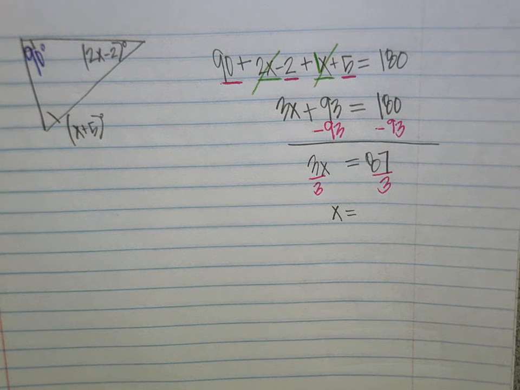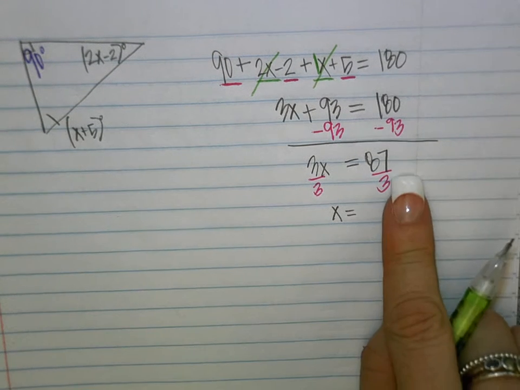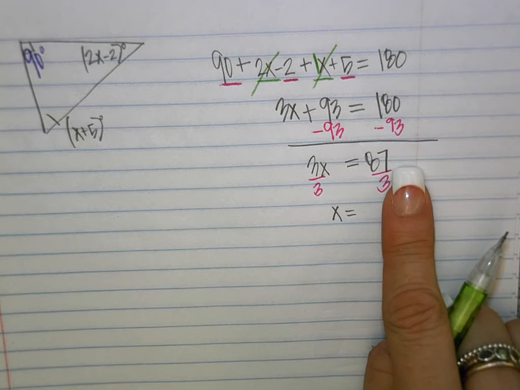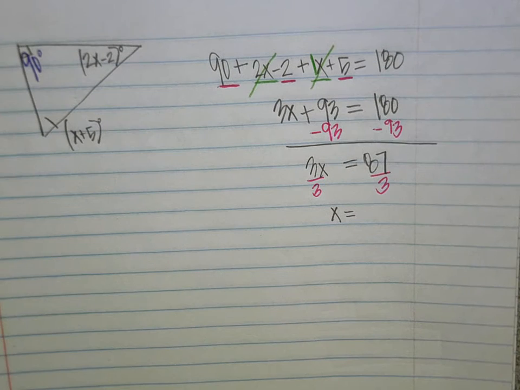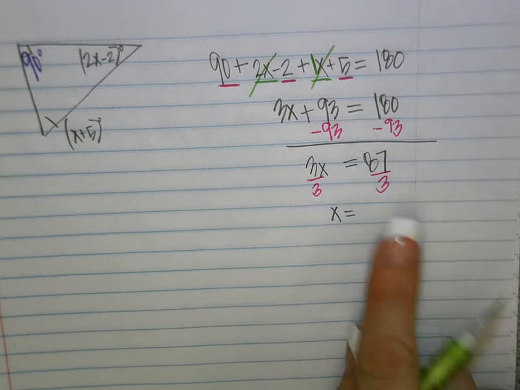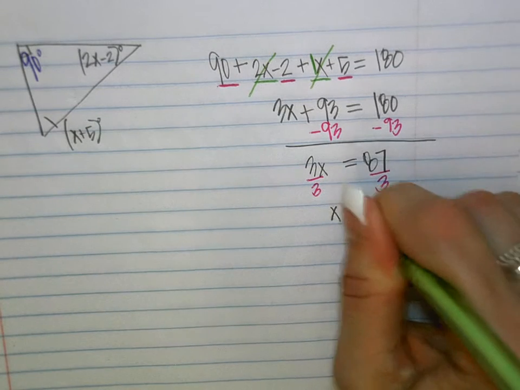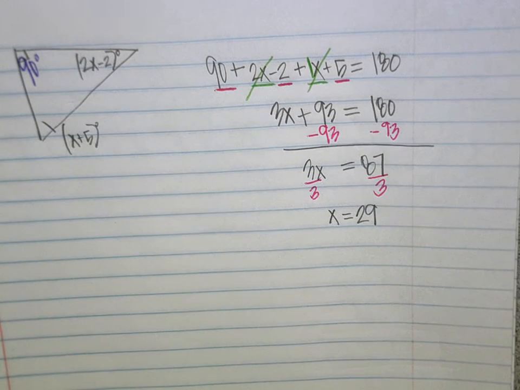You do it on the side of your paper, or think about what multiple of 3 is really close to 87. 90, right? What's 90 divided by 3? 90 divided by 3 would be 30. This is 1 less. This is 29.